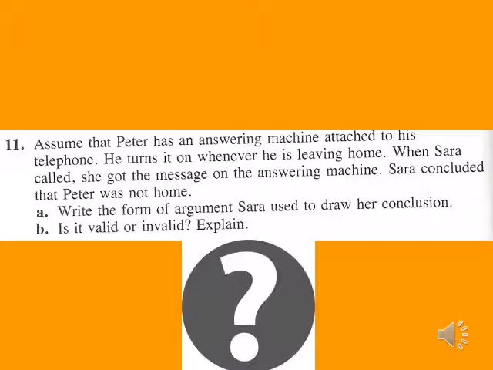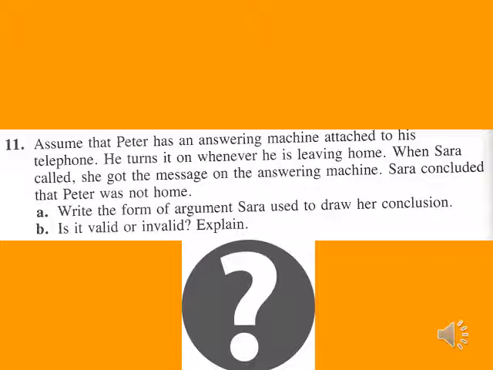On number 11, they give us this example that says, assume Peter has an answering machine attached to his telephone. He turns it on whenever he's leaving home. When Sarah called, she got the message on the answering machine. Sarah concluded that Peter was not home. We're supposed to again figure out what kind of argument she used to draw her conclusion and then say whether it's valid or invalid.